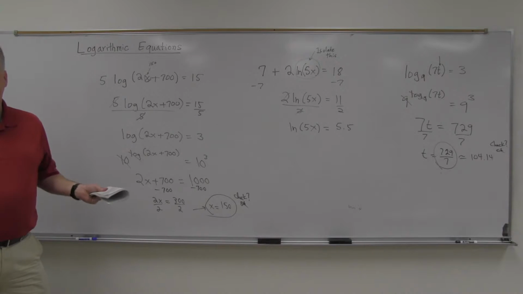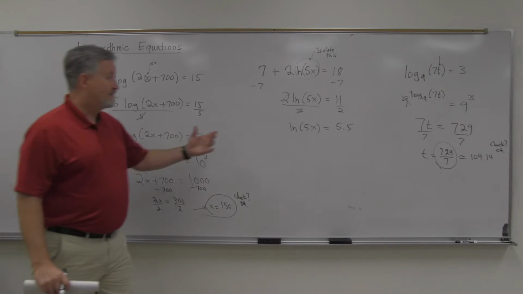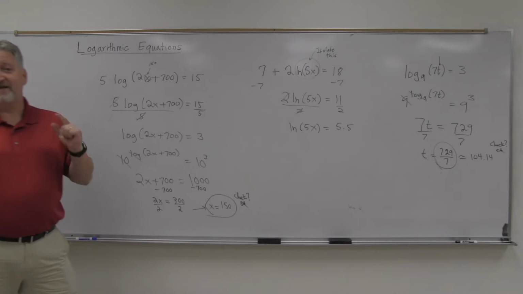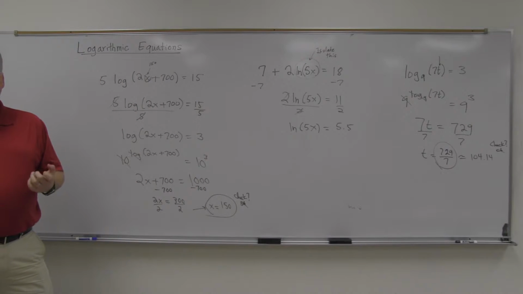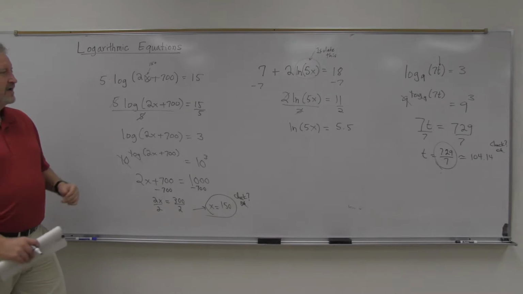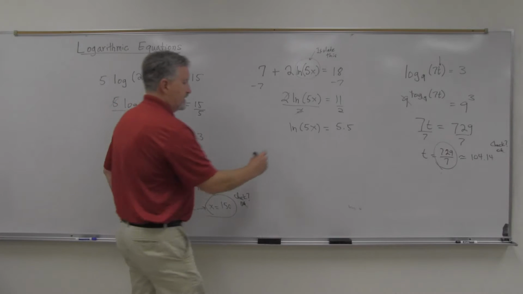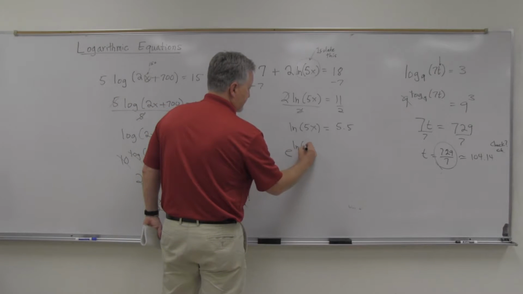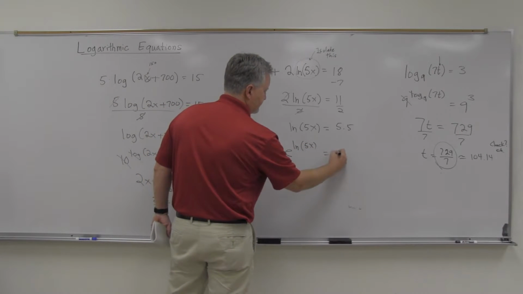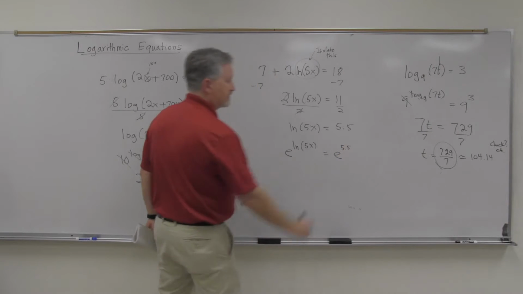Now we've got the logarithm, but it's an ln, so what base is that? That's base e, the natural logarithm. And so I'm going to exponentiate both sides to base e. So e to the ln of 5x, and you have to do the same for this side too, e to the 5.5.